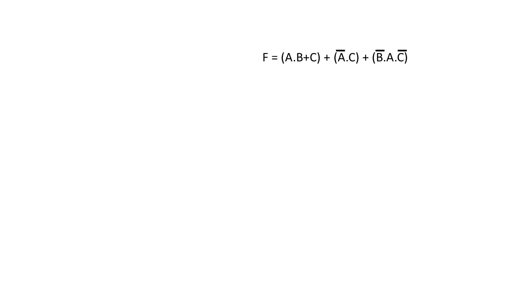We are going to create a truth table from this given function. The function that is given here is f equal to a into b plus c, plus a naught into c, plus b naught into a into c naught. So this is the function, and we are going to draw a truth table from this function.